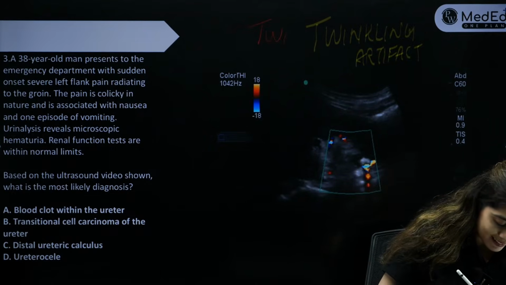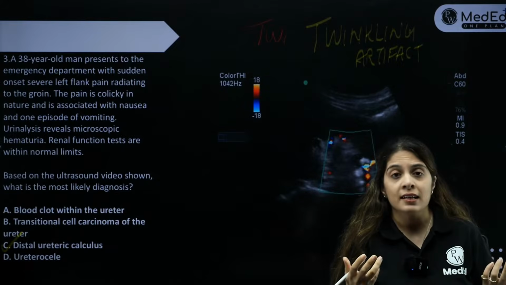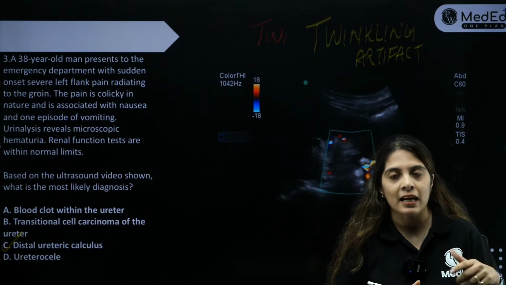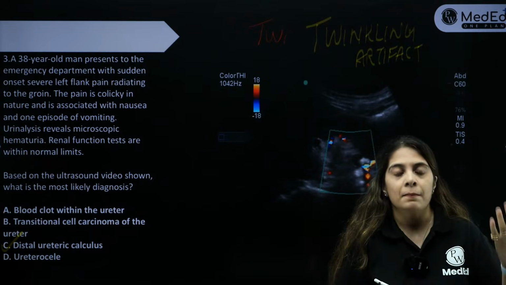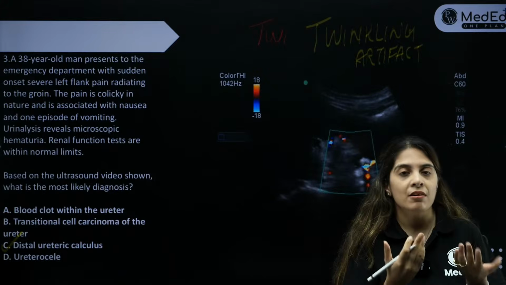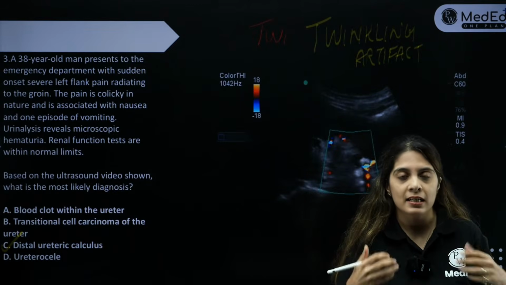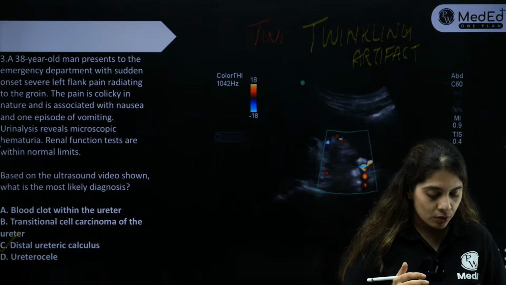So the answer over here is a distal ureteric calculus. What other signs will you see whenever there is a distal ureteric calculus? You can always see upstream hydronephrosis, right? There can be hydroureter. You can see periureteric fat stranding, especially if you are doing a CT. These are all the features that you will be able to see.